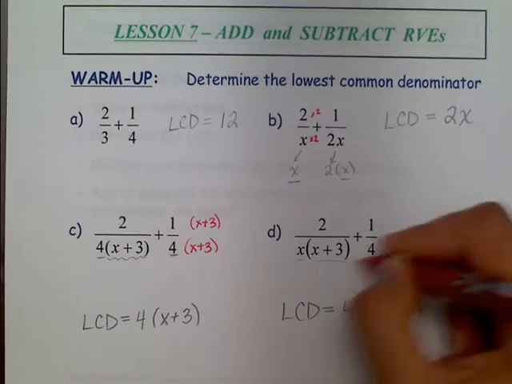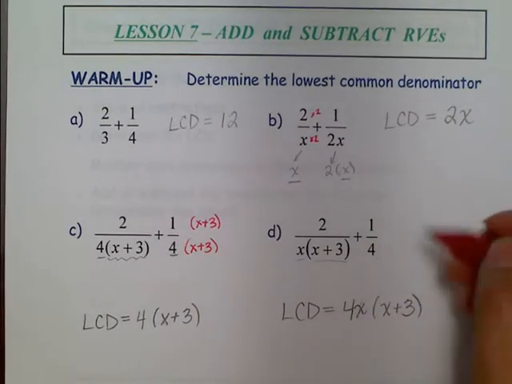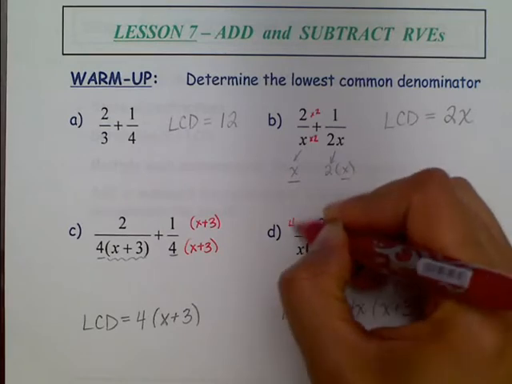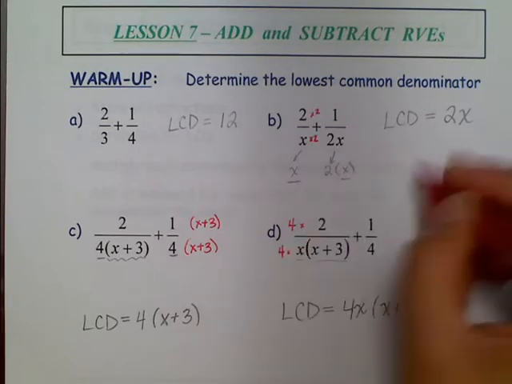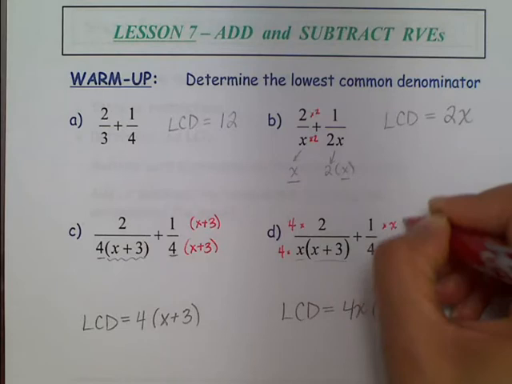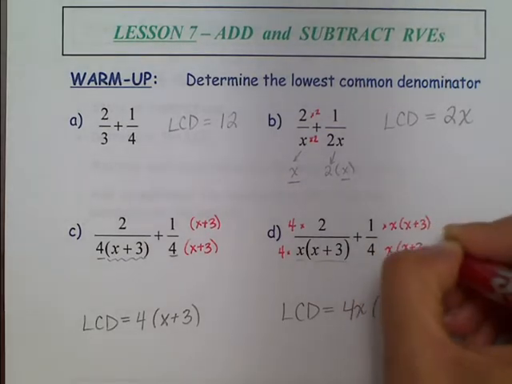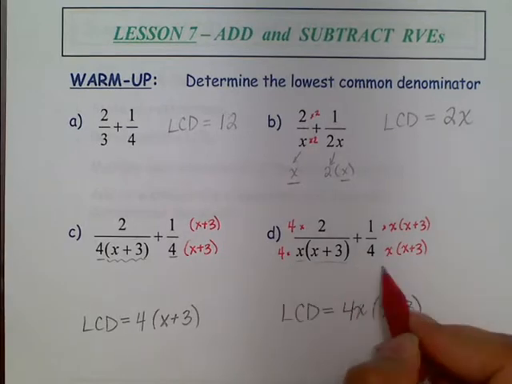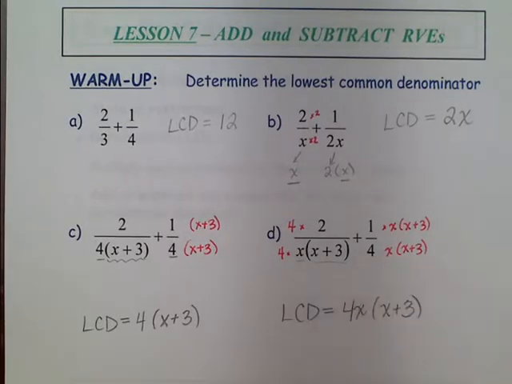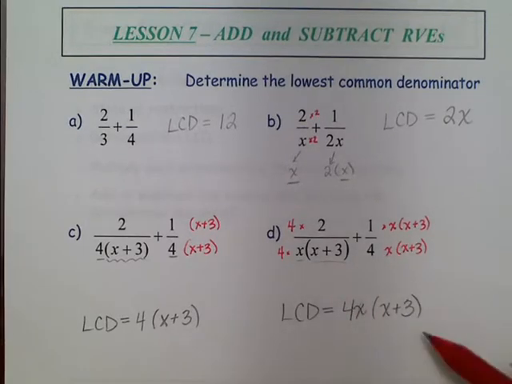Okay? And so what this would mean is if I wanted the denominators of both of these to be the same, I would need to multiply the first fraction by 4 and multiply the second fraction by x and x plus 3 in both the numerator and denominator. And now you'll notice that both denominators are 4x multiplied with x plus 3. Okay? So that is the lowest common denominator.